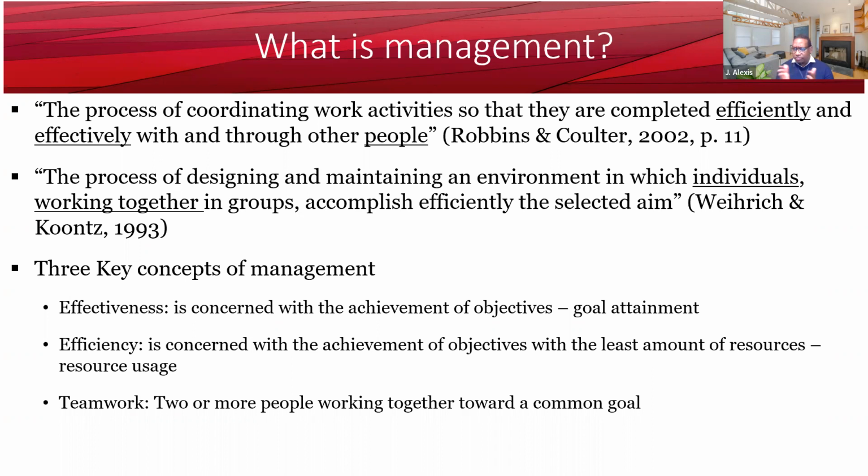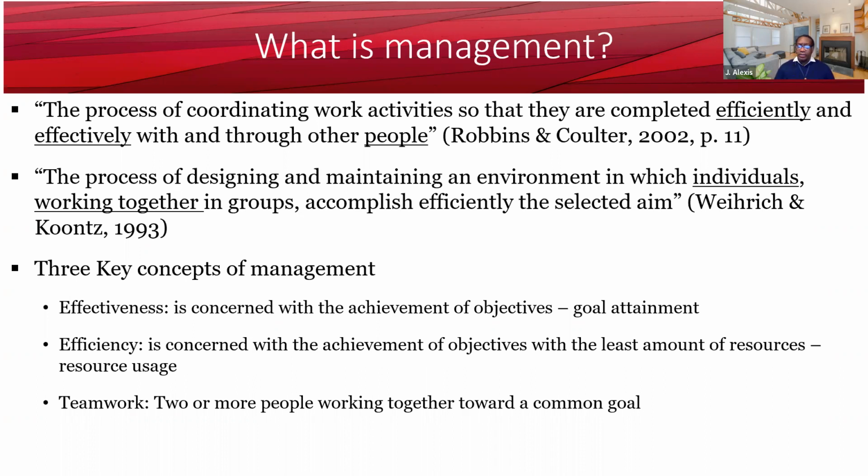The second definition, from Greenwood and Koontz: management is the process of designing and maintaining an environment in which individuals working together in groups or teams accomplish efficiently the selected end, whatever they have to deliver, whether it's a unique deliverable as we talk about in a project, or whatever the case might be. So there are three key concepts to remember. Management is about effectiveness, that is, being concerned with the achievement of objectives, that's goal attainment.